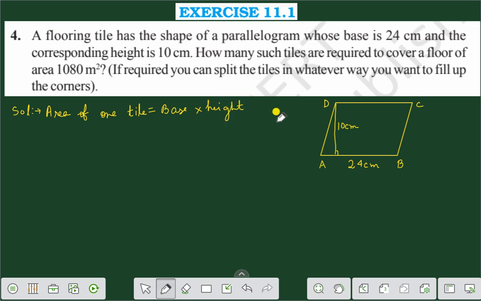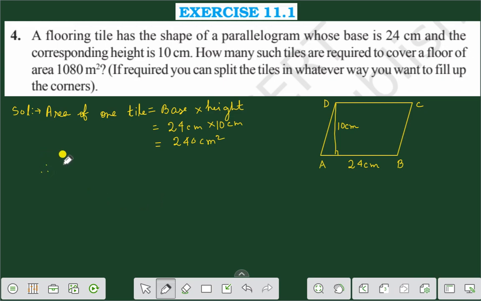Here you see in this diagram, the base is 24 cm and height is 10 cm. Therefore, you get the area of one tile is equal to 24 centimeter into 10 centimeter. Therefore, we are getting 240 centimeter square, right?